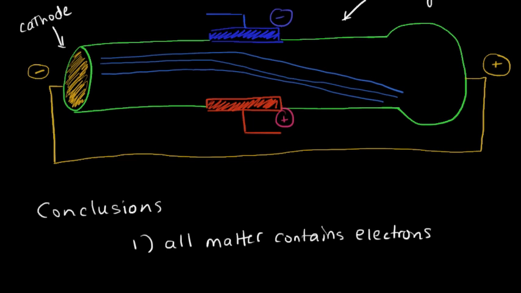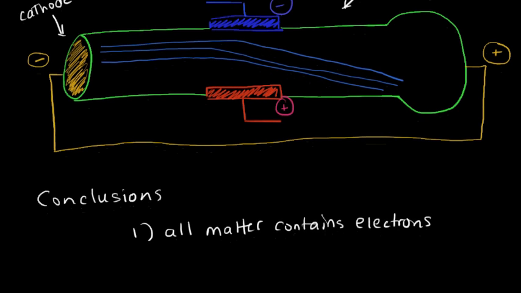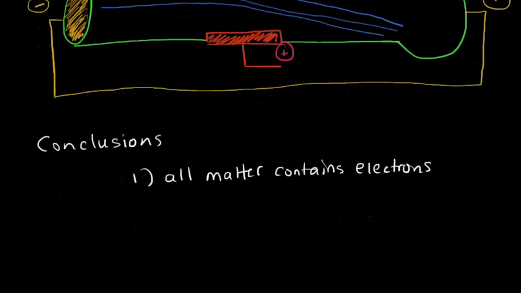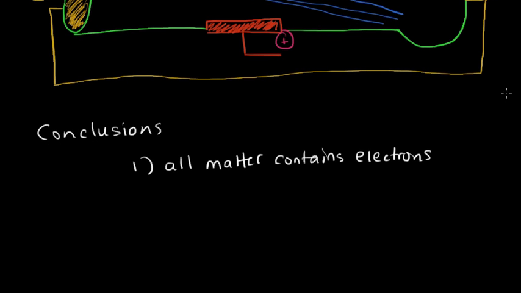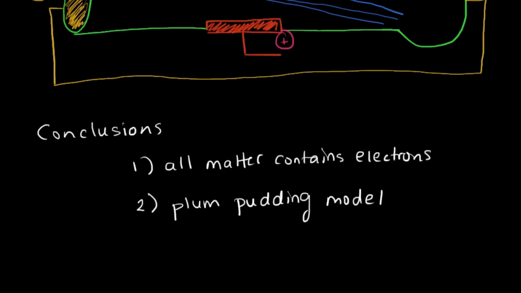Okay, that's well and good. But at the same time, because the atom is electrically neutral, there must be some positive charge in the atom to balance out the negative charge of the electron. And this led to the development of what's called the plum pudding model of the atom. It's sometimes called Thomson's model.